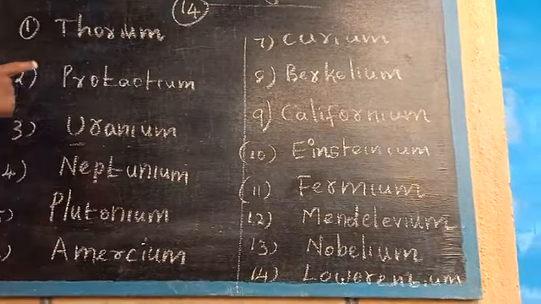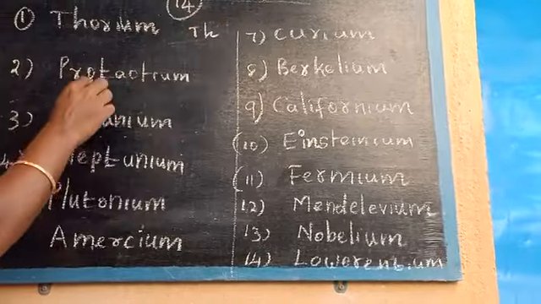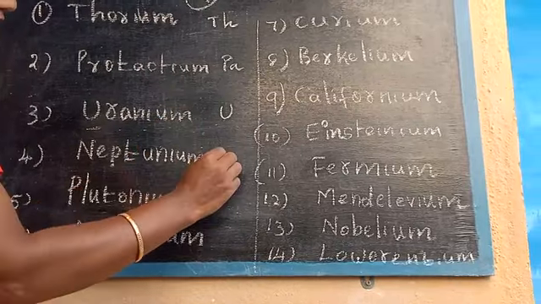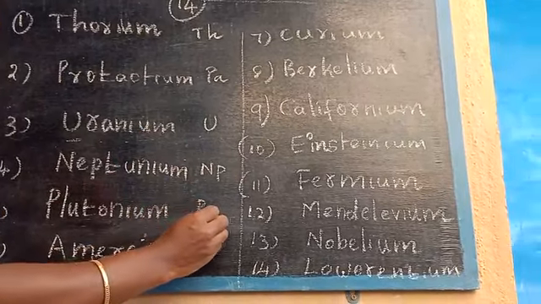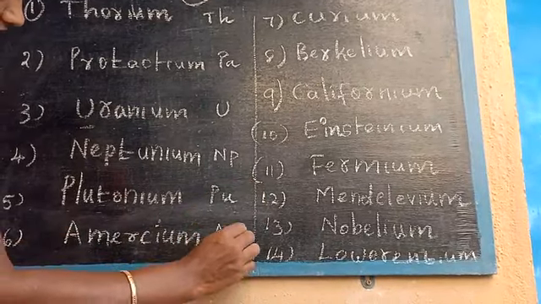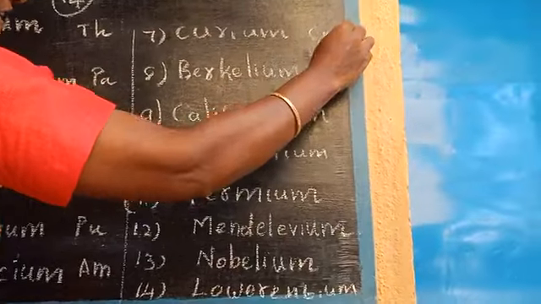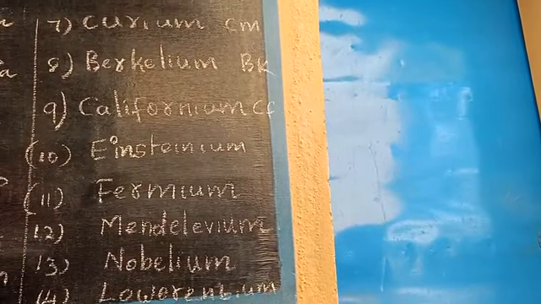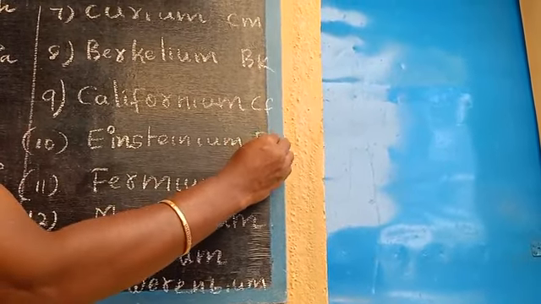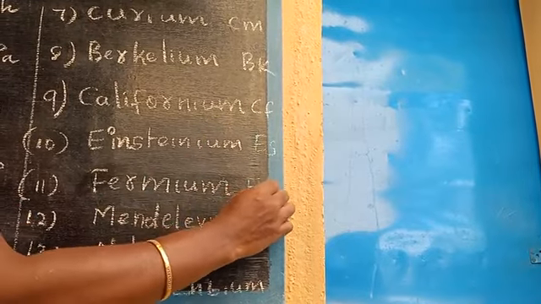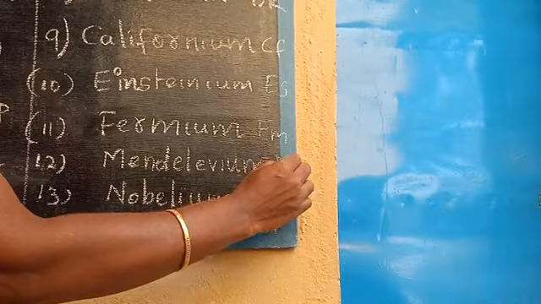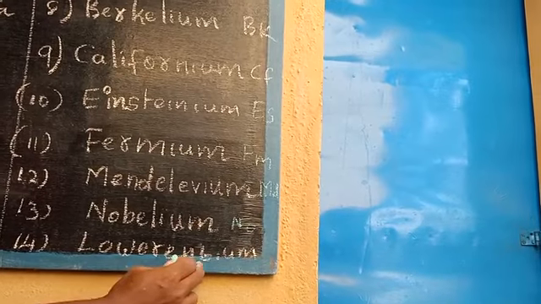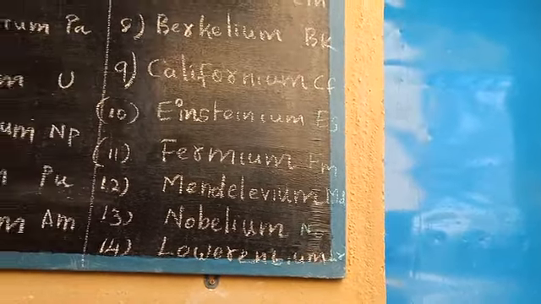Okay children, so see here: thorium, Th symbol; protactinium, Pa; uranium, U; neptunium, Np; plutonium, Pu; americium, Am; curium, Cm; berkelium, Bk; californium, Cf; einsteinium, Es; fermium, Fm; mendelevium, Md; nobelium, No; and lawrencium, Lr. So these are the 14 elements.